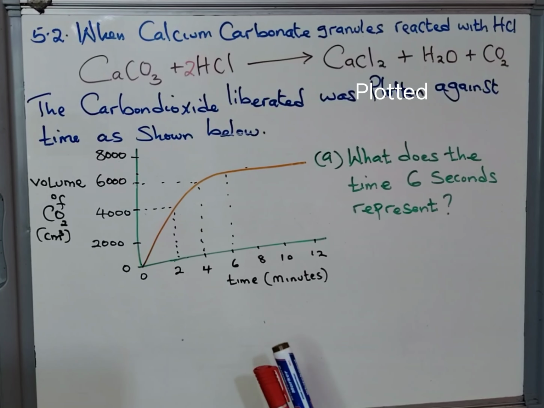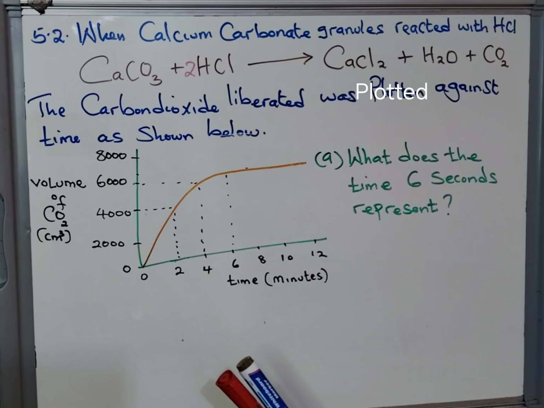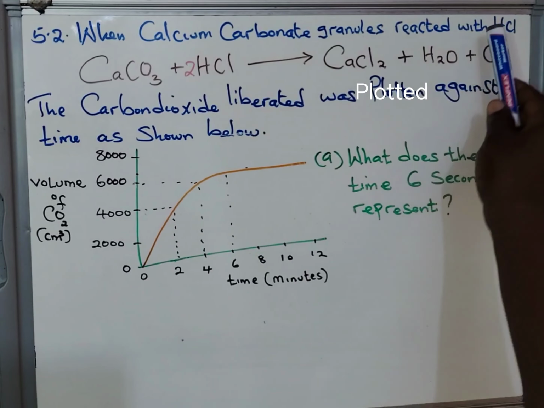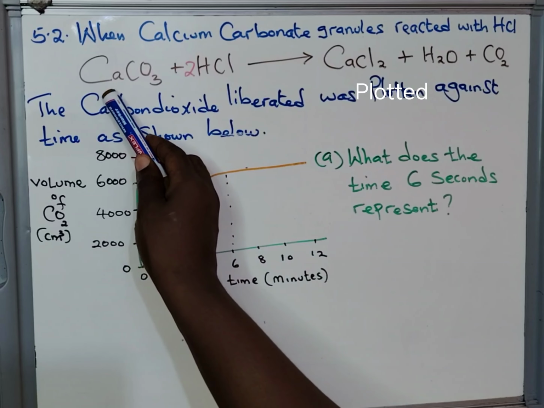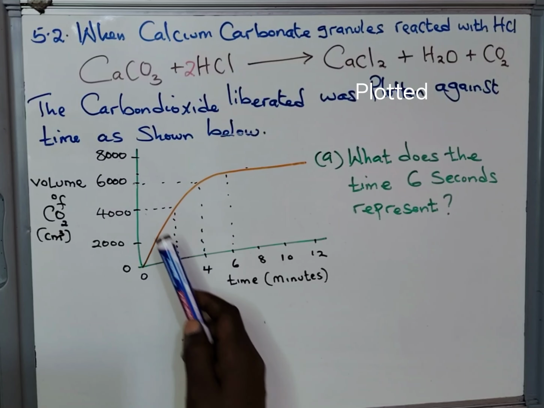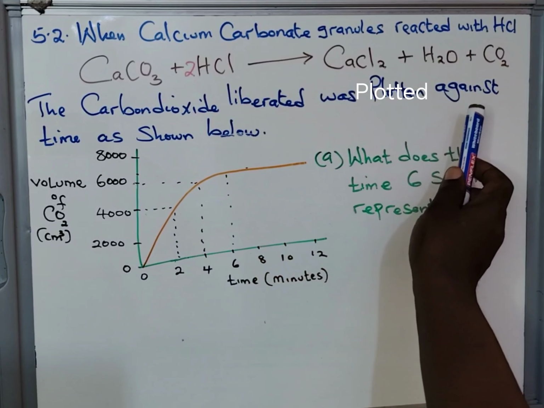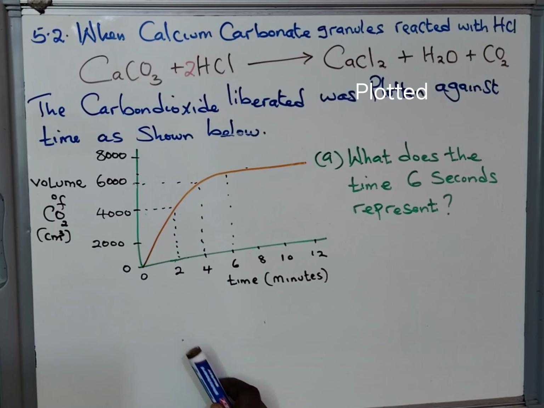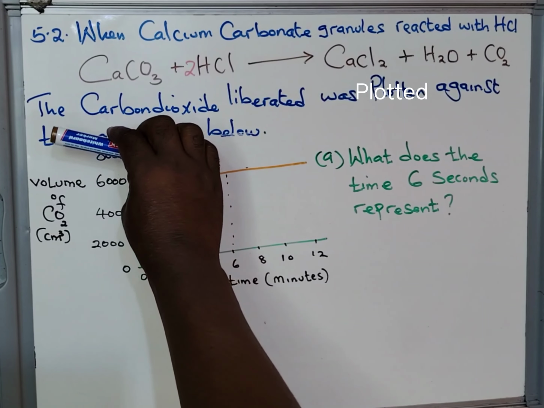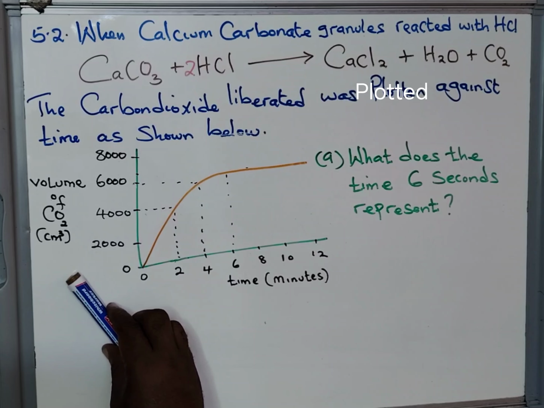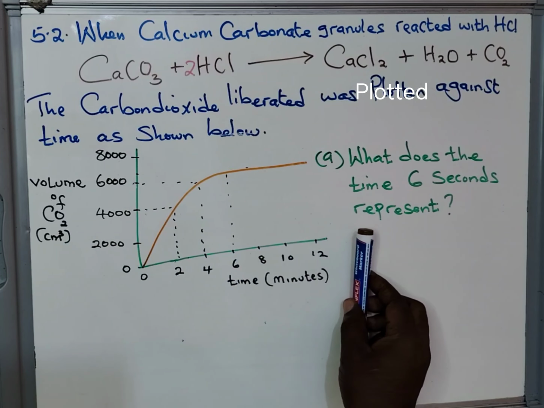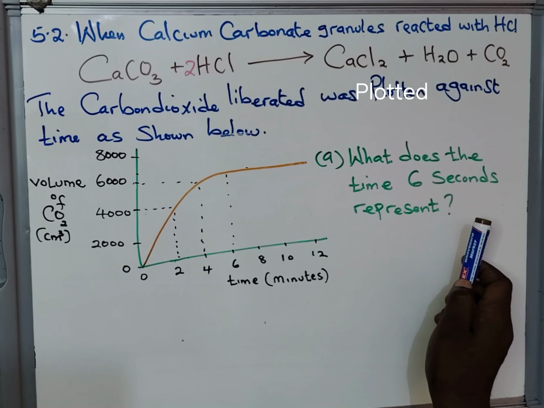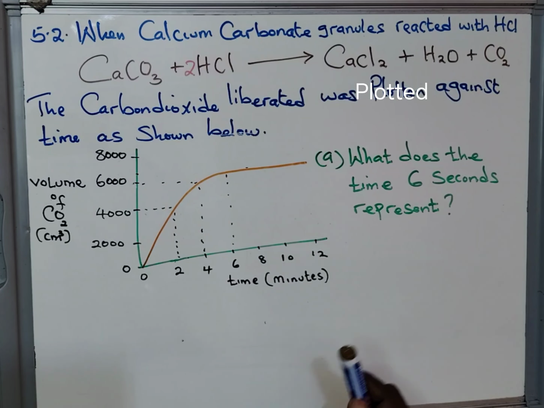Yeah, so comes this question. It says that when calcium carbonate granules are reacted with HCl, this is the equation. The carbon dioxide given out was plotted against time as shown below. So here we have the graph of volume of carbon dioxide given out versus time. And the question says, what does the time 6 seconds represent?